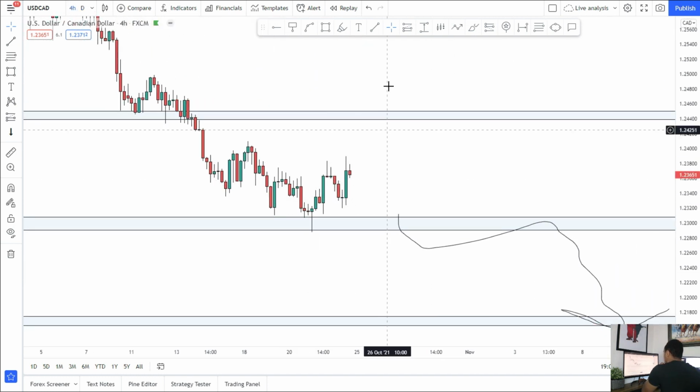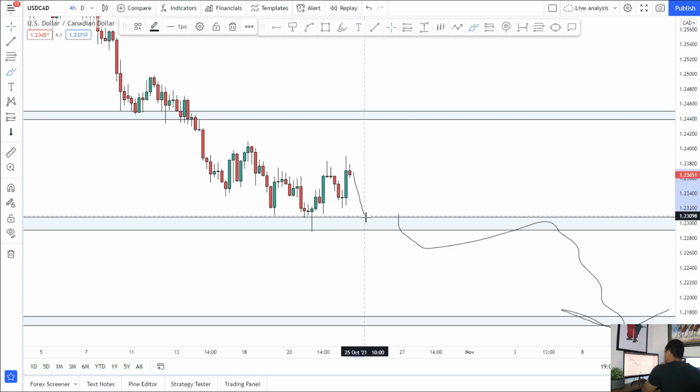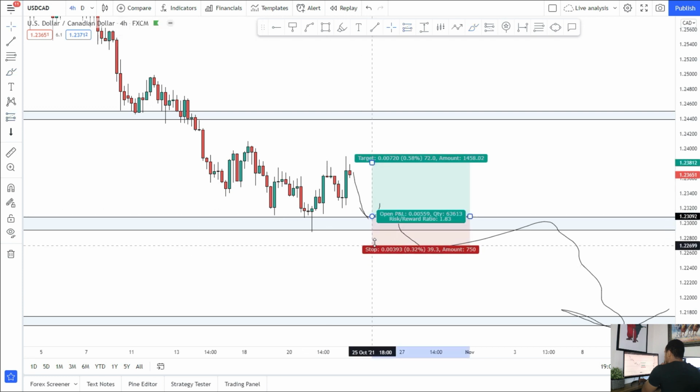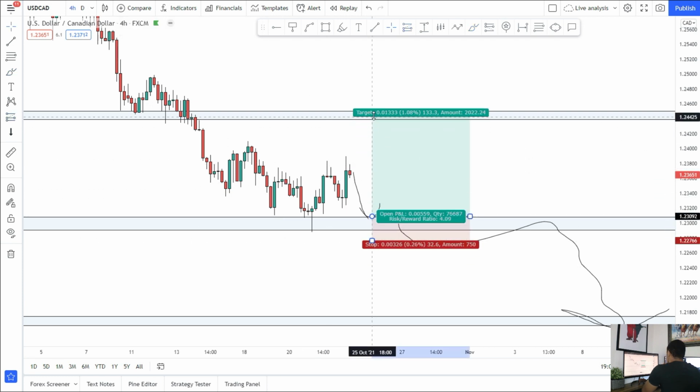So far it looks like it's holding, so we'll be looking for one more test of this level, and if we can reject it, we'll be looking for entries and take this back up into that resistance above us there. Stops underneath, of course, which is around 1.24400.